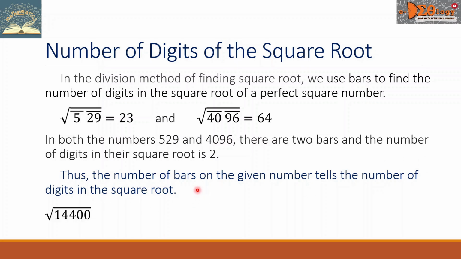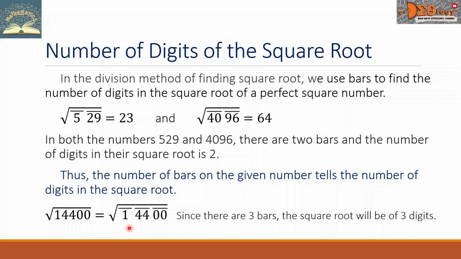Let's have another example, the square root of 14,400. When we put the bars, it will look like this. One bar for 00, another bar for 44, one bar for the number 1. Since there are 3 bars, the square root will have 3 digits.